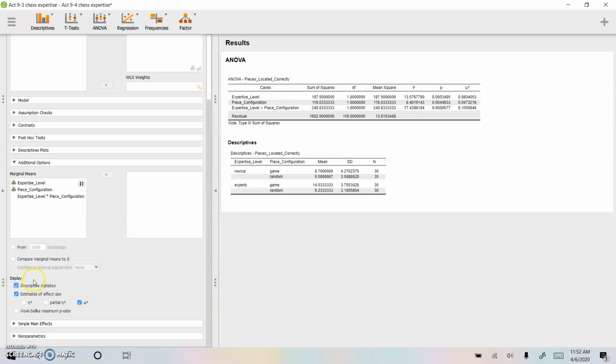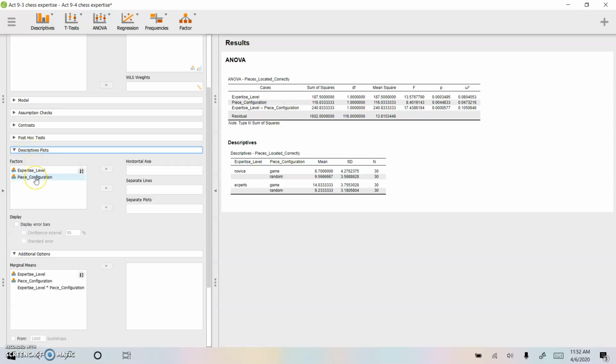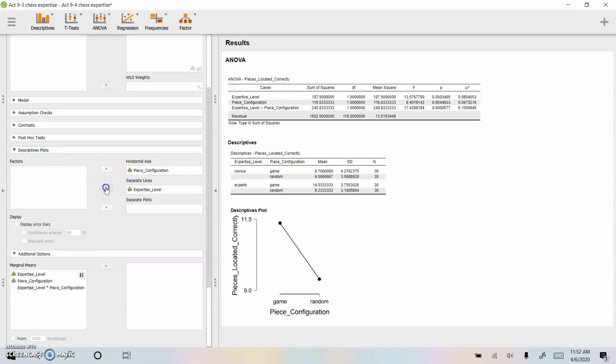Okay. So there are 3 effects we're testing here. We're testing for an interaction between expertise level and piece configuration. We're also testing for a main effect of piece configuration and then a main effect of expertise level. We're going to start with the interaction. So to look at the interaction, let's start with looking at the descriptive plots. I'm going to put the piece configuration on the horizontal axis and draw separate lines for the expertise levels. I'm also going to put error bars on my graph, and I'm going to get confidence intervals.